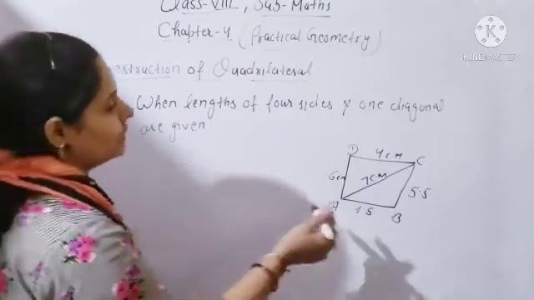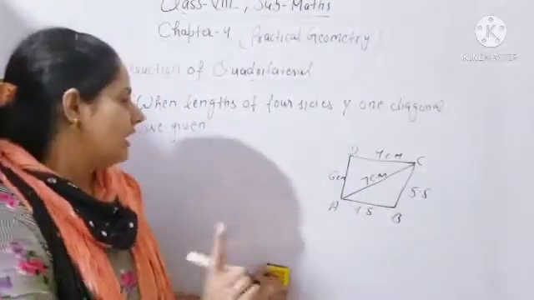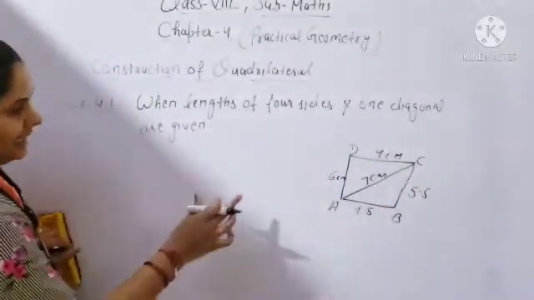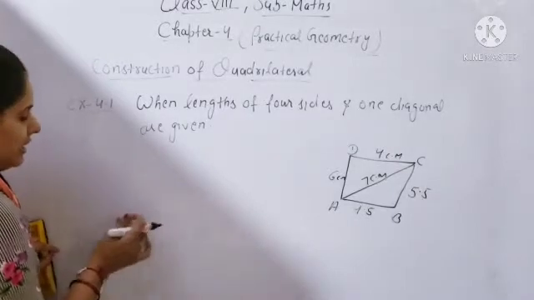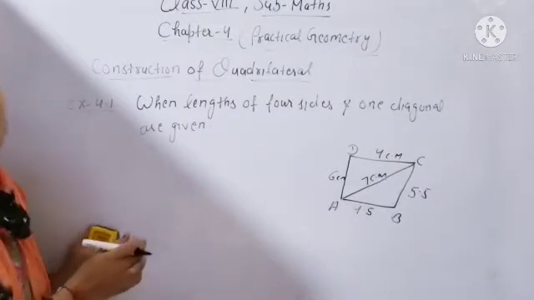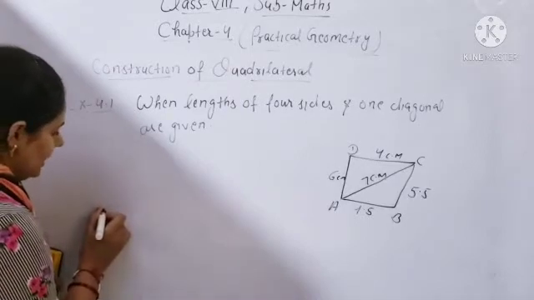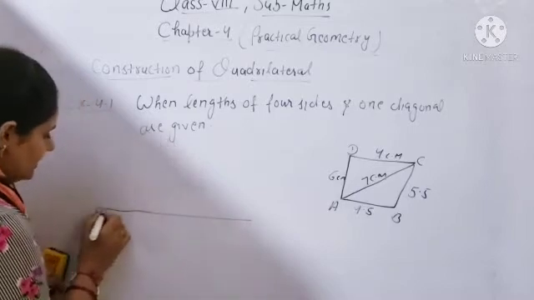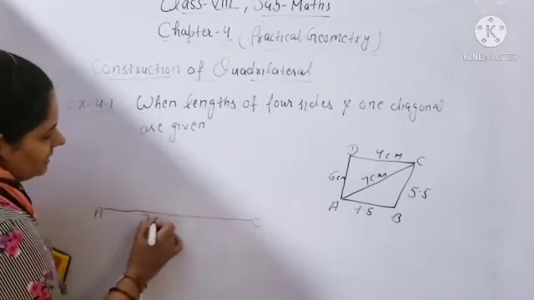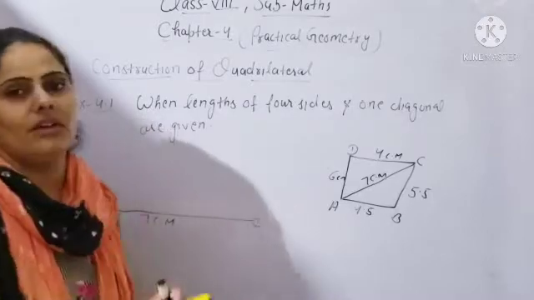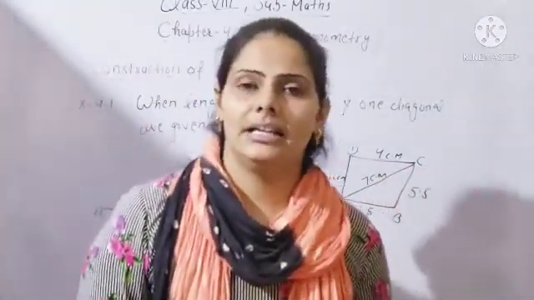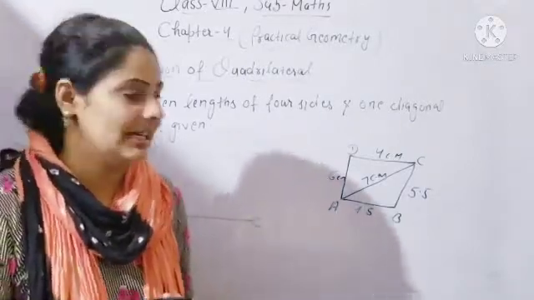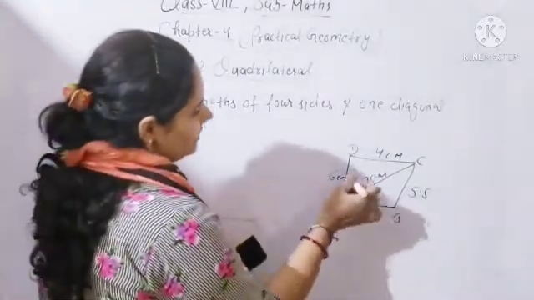Simply, first you will draw the diagonal, whatever is given. Here one diagonal is given, this is AC. So first you will draw the diagonal. You will take a scale, and with the help of the scale, you will draw the straight line AC. This is 7 centimeter. So the first step is to draw the diagonal. The length of the diagonal given is 7 centimeter.